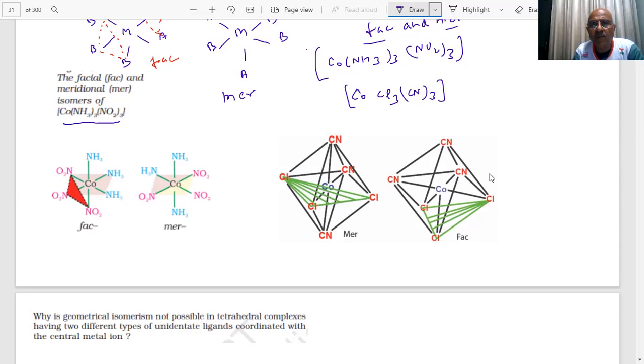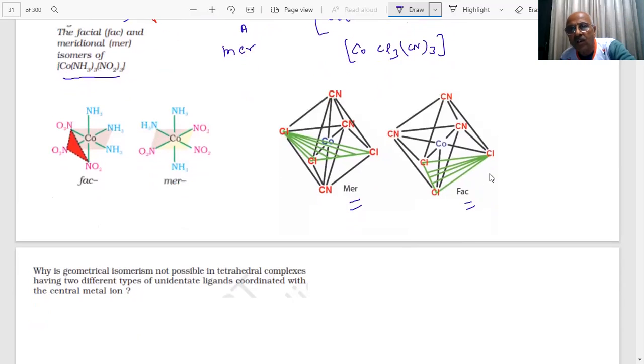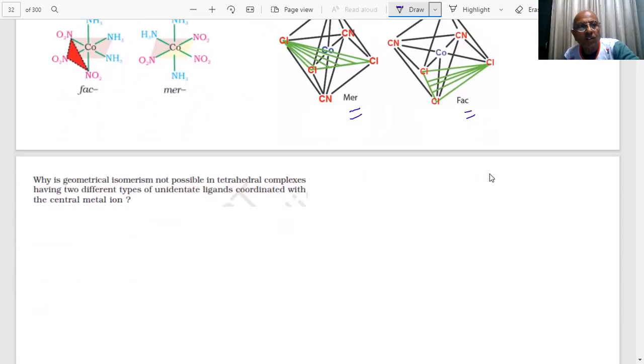By changing the positions of the groups, students. You see here 3Cl in one plane, here CN and Cl and Cl. Change the position. So there are two isomers, mer and FAC, students. This is a cis form and this is the trans form of this. So what I have talked about is geometrical isomers. A question was given in the paper.